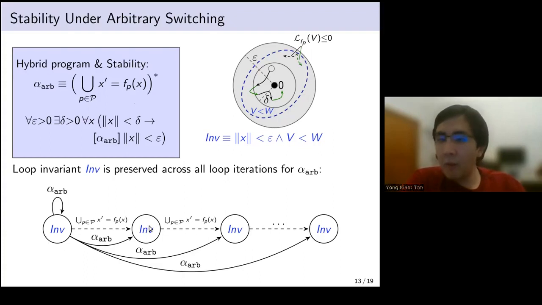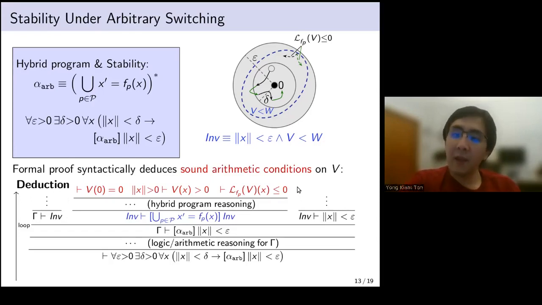But again, I can repeat this argument. If I'm within the blue ball and I run the loop body again, I'm going to stay within the blue ball, and so on and so forth. What that means is this invariance is preserved across all of the switching loop iterations, and so it can be used as a means of justifying stability. In particular, in our proofs in the paper, we show that it allows us to syntactically tie together the stability specification and the reasoning about the hybrid programs and the arithmetic conditions that we know need to hold for the Lyapunov functions.